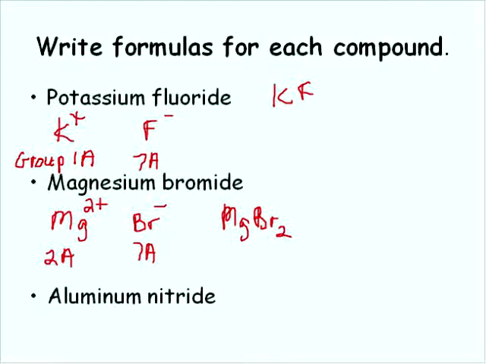Look at aluminum. Aluminum is in group 3A, so it's going to have a plus 3 charge. Nitrogen is in group 5A. It has 5 valence electrons. It's going to pick up 3. And so this will be AlN.